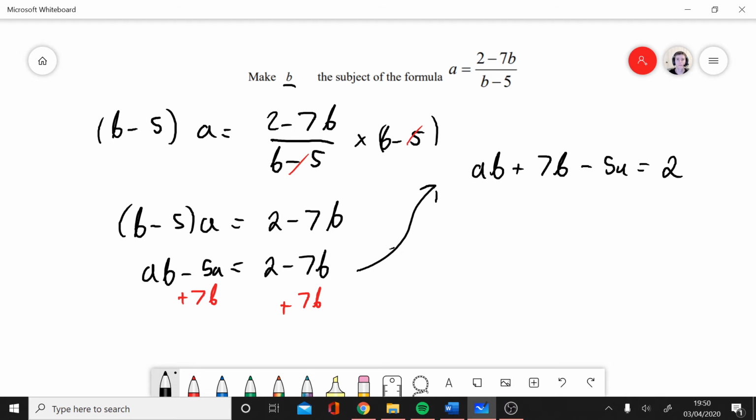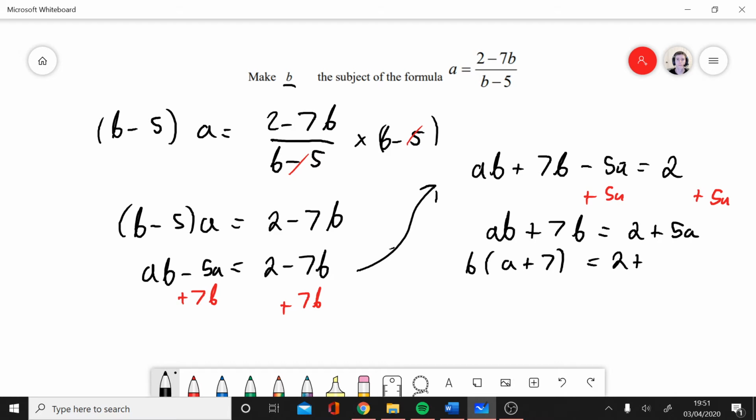Now firstly we want to get rid of this 5a on the left-hand side. So we're going to add 5a to both sides, and we are left with ab plus 7b is equal to 2 plus 5a. Now, if you're familiar with your factorization skills, I can take out b as a factor from ab plus 7b because it's common to both. So that means I can take out this b and have b times a plus 7 is equal to 2 plus 5a.